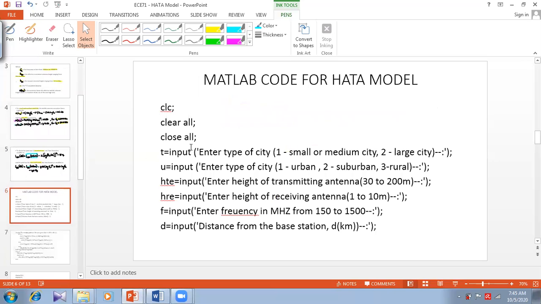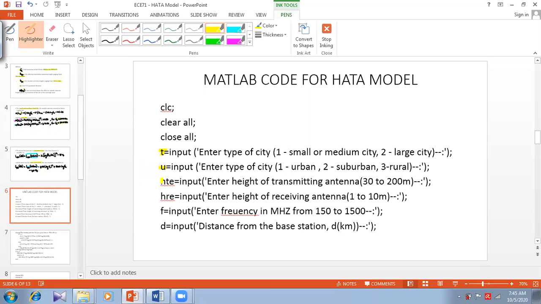Let us look into the code. We are first taking an input from the user, asking what kind of city it is. Is it a small or a medium city, or is it a large city? Which we use t as the index. And similarly, you take an input from the user asking to enter the type of area, whether it is urban, suburban, or rural. These two inputs are taken. The reason is that to calculate, you have a different set of formulas, so you should know what type of area it is.